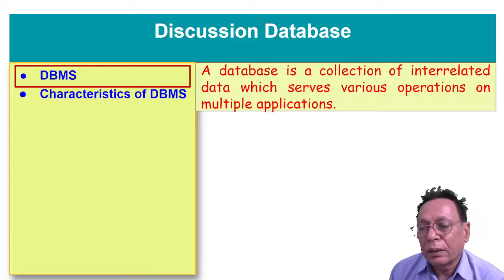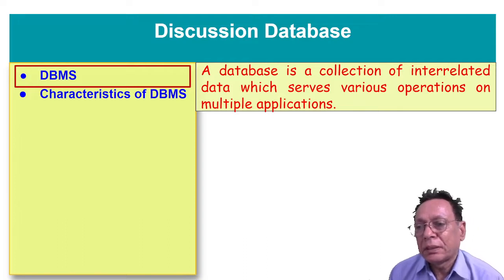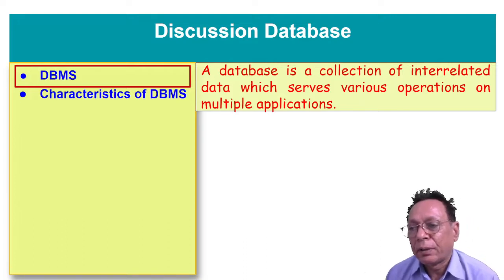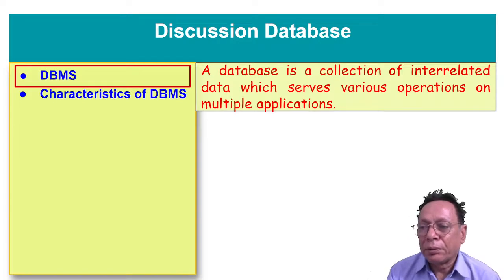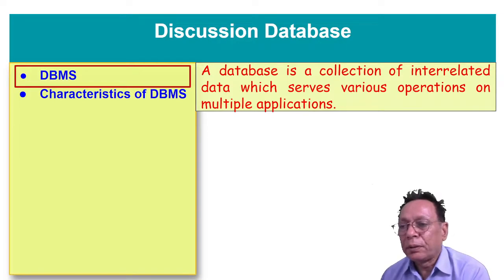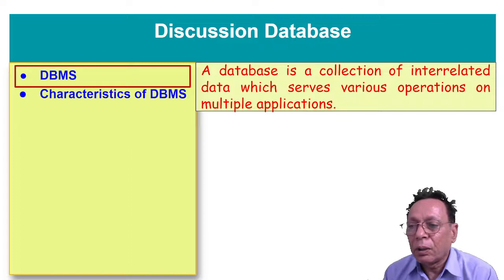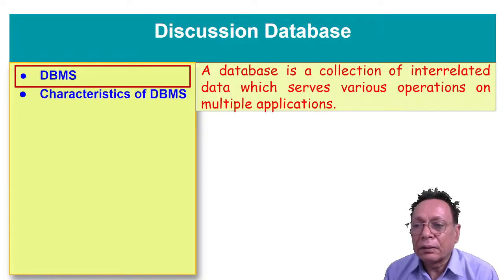So the data is interrelated and the complete application is also interrelated. Here the library module, then the fees module, then the office module, all the modules are interrelated, and everything is being maintained in the database.